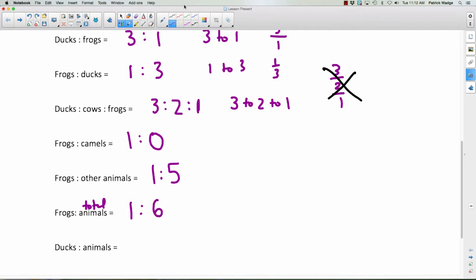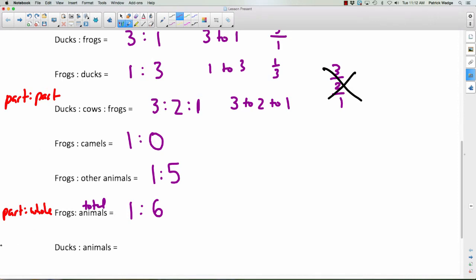And just very quickly, all these ratios we've done so far have been a part to part ratio, right? Frogs to ducks. Frogs are part of all the animals. Ducks are part of all the animals. But when we did this frogs to animals, or frogs to total animals, that's a part to whole ratio. Those are the 2 types of ratios there are, part to part and part to whole.